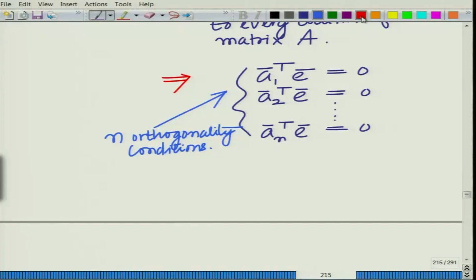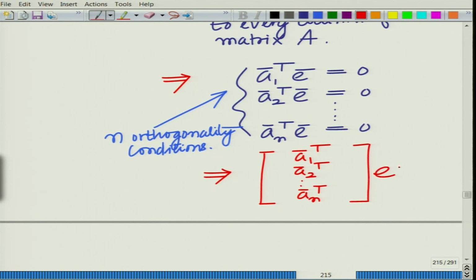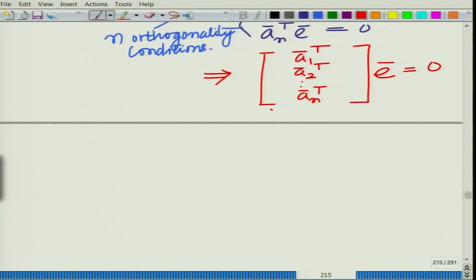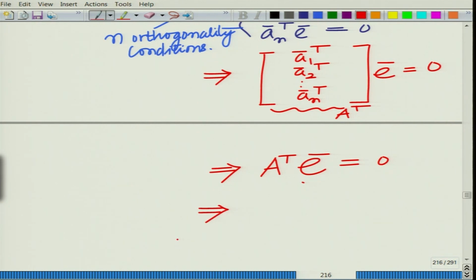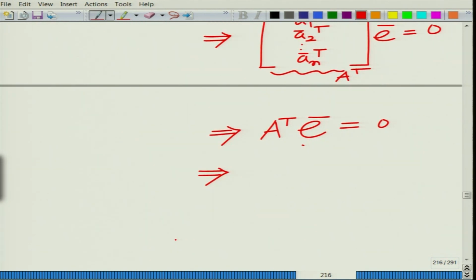Now, if we consolidate these and write it in the form of a matrix, what you will get is A1 bar transpose, A2 bar transpose, so on, An bar transpose, times E bar equal to 0. This is nothing but A transpose, so this implies A transpose times E bar equal to 0. And now substitute for E bar, we know what E bar is. E bar is nothing but y bar minus Ax bar.